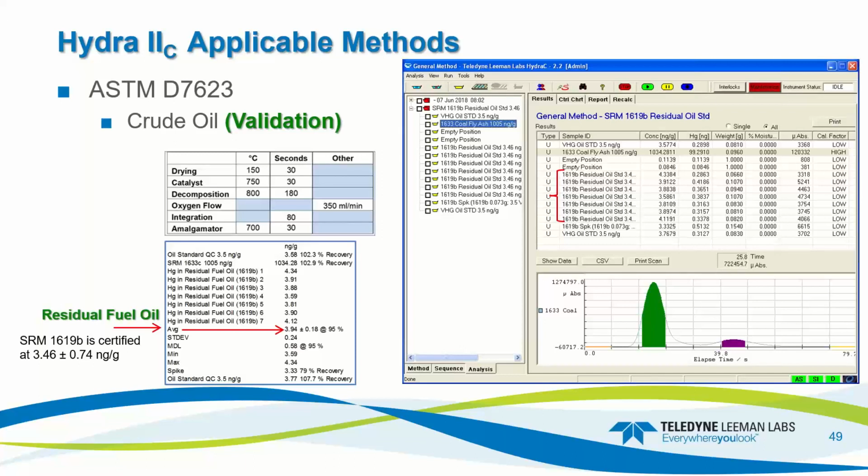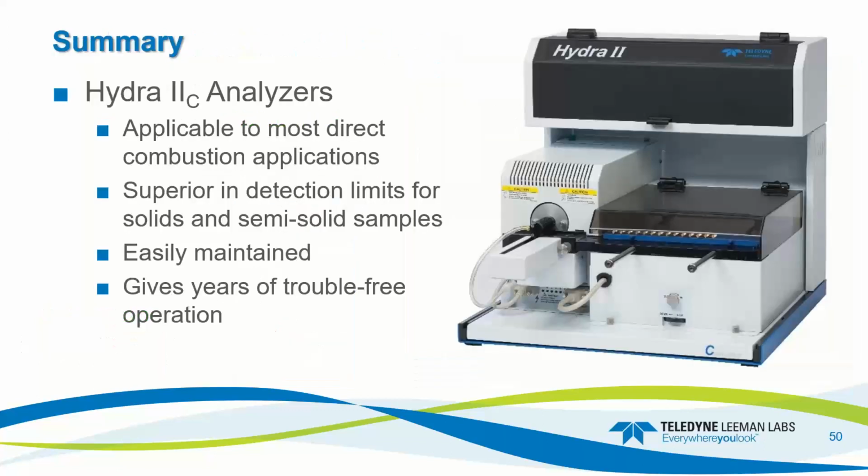So the takeaway from that is you can use one sequence using standard parameters, but use different sample matrices, and you can validate all 3 of the major methods. And this would only take about an hour to do. That's pretty impressive. All right, so to summarize, the Hydra IIC is applicable to most direct combustion methods. It has a superior detection limit for solids and semi-solids compared to wet chemistry techniques. It's easily maintained, and it will give you years of trouble-free operation.